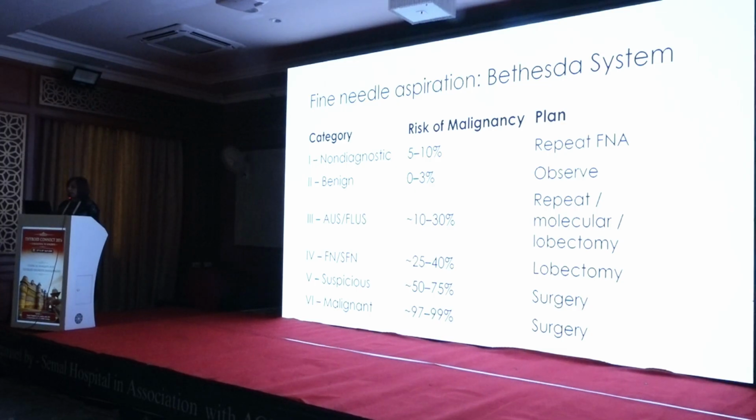If we give a benign, there is an estimated risk of 0 to 3% malignancy, which is very low. That patient you can safely observe. Most of the benign lesions are colloid nodules or lymphocytic thyroiditis. They can be granulomas, any benign pathology. The risk of malignancy is negligible. And these are patients you can send home and tell them to forget this disease. And then there is an indeterminate category where you call it atypia of uncertain significance. They have an estimated risk of 10 to 30%.